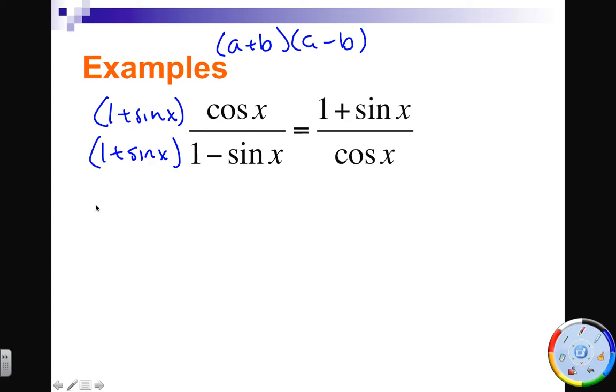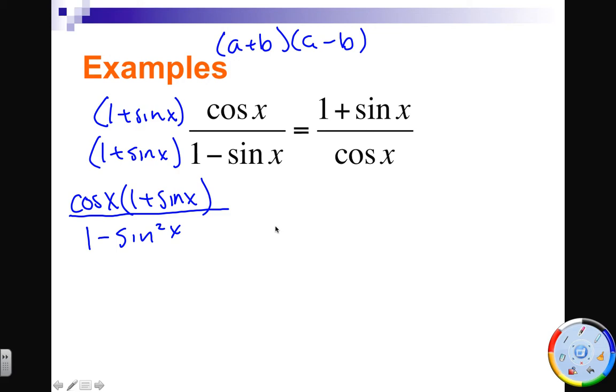So in the numerator, I get cosine x times 1 plus sine x. I'm not going to bother multiplying yet, because I mentioned in the last video that sometimes things will cancel before I need to actually distribute. If I multiply the denominator together here, I get 1 minus sine squared x. The reason we did this, by the way, was to get a Pythagorean relation or Pythagorean identity. And 1 minus sine squared is cosine squared.